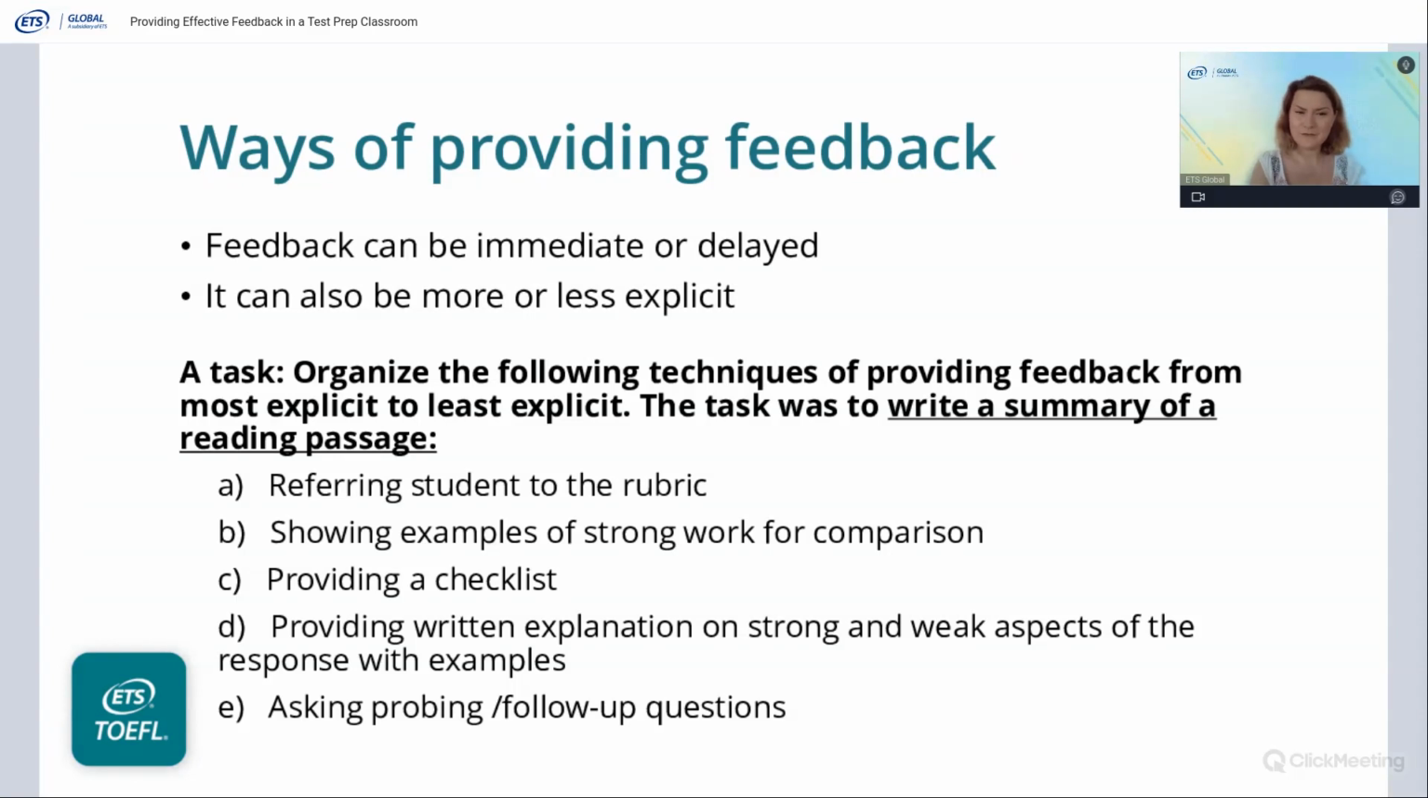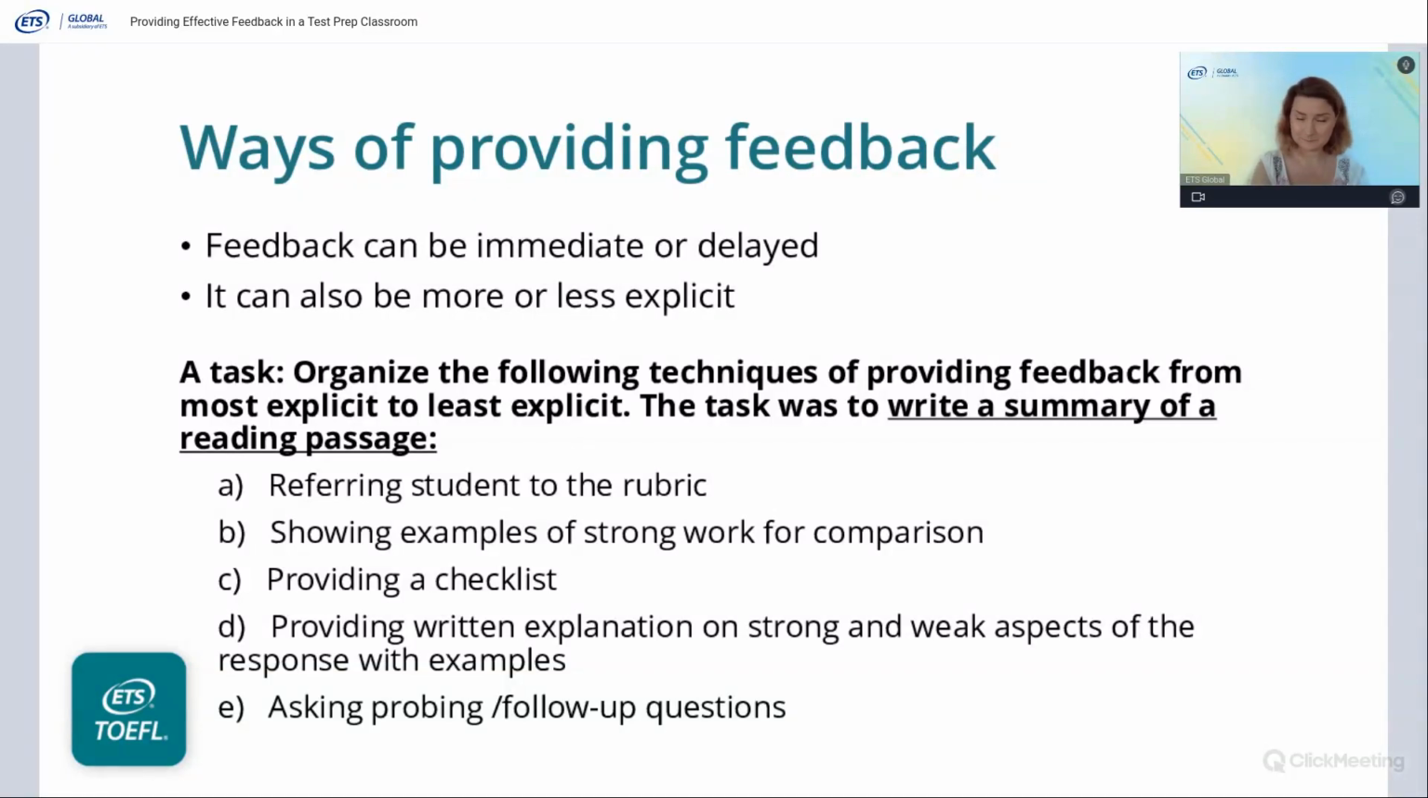And I would like to start with a very quick warm-up activity. Let's imagine that the activity you gave your learners was to write a summary of a short reading passage. So basically, a writing activity. They need to write a summary of a reading passage. I would like you to think about how you would order these ways of providing feedback for this particular task from most explicit to least explicit.